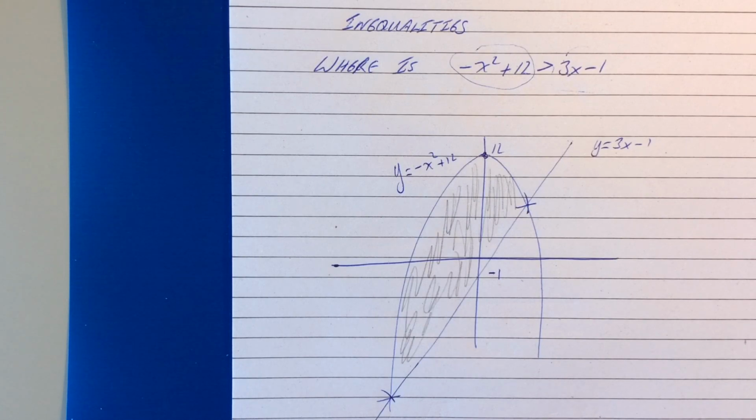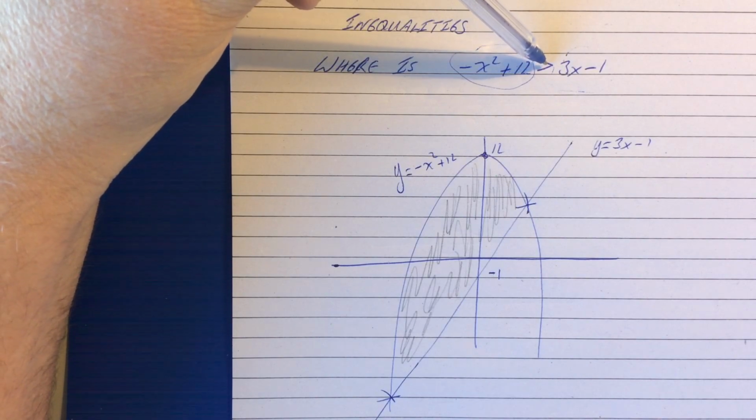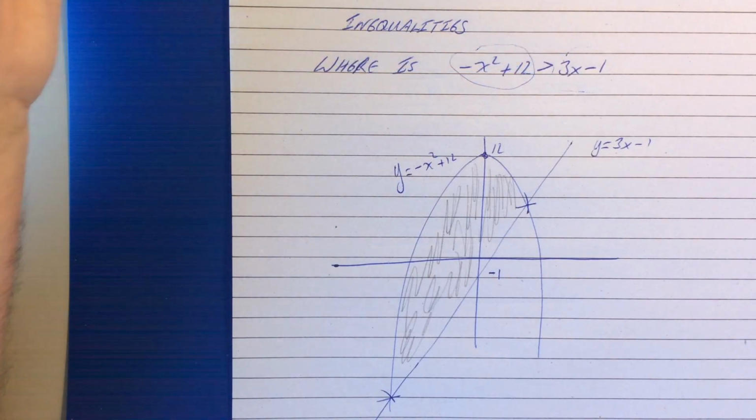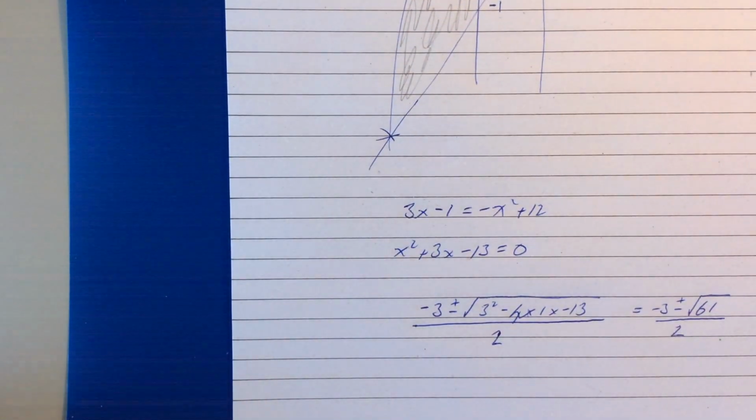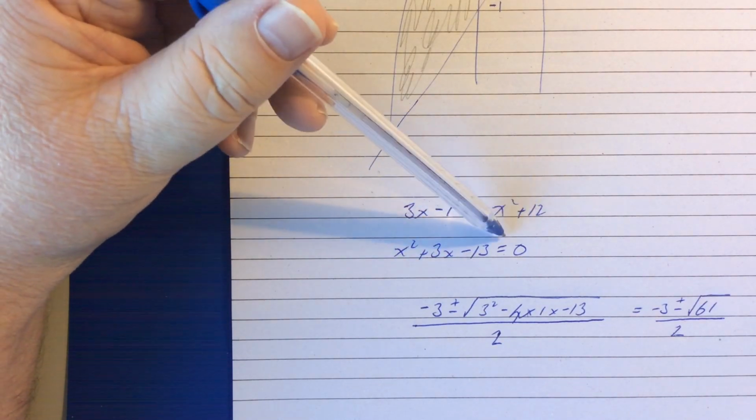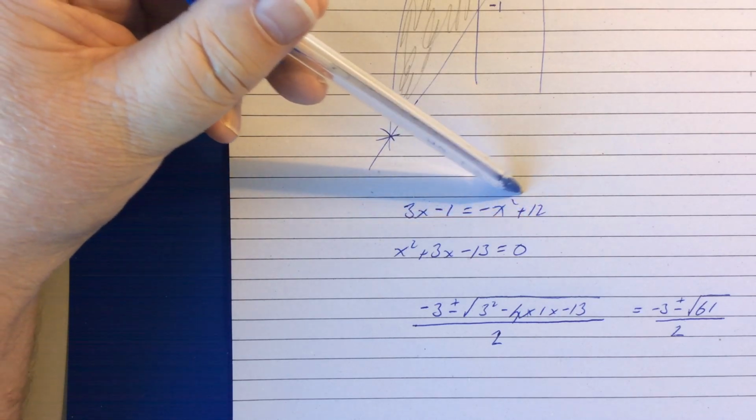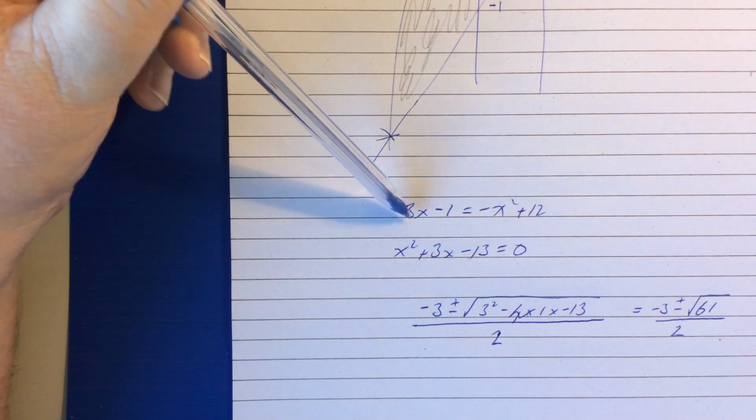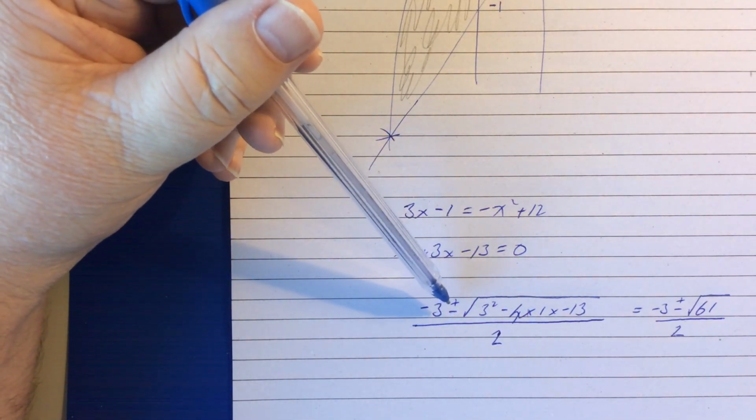So what I do is I treat this as if this were an equal sign, and I set about solving this as if it were a simultaneous equation. I get a fairly speedy solution for this one. I make 3x minus 1 equal negative x squared plus 12. I turn that into a quadratic. I bring these values over to this side of the equation and make it equal 0 and set about solving it using the quadratic formula.